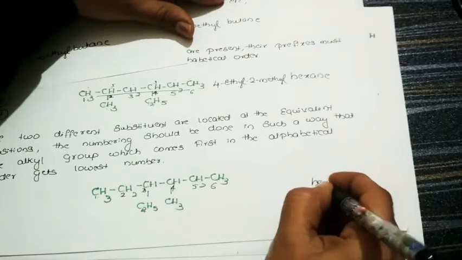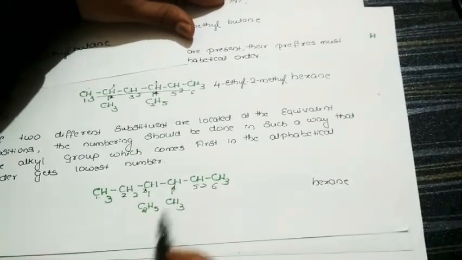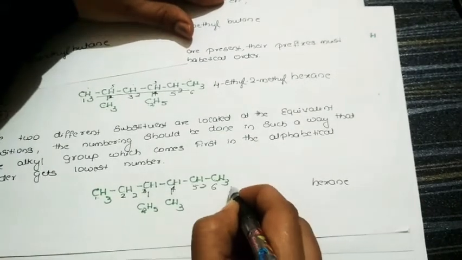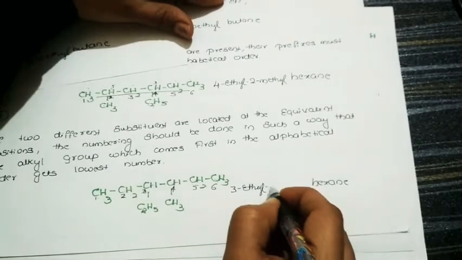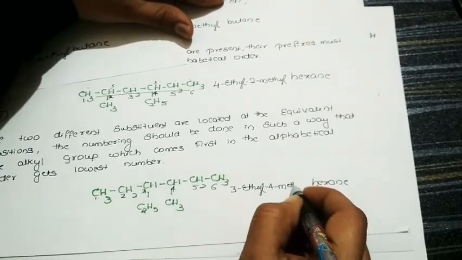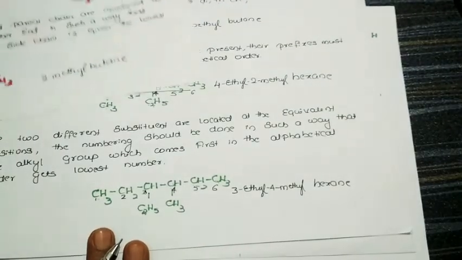So root word is hexane, since 6 carbons are there and single bond is there. Now 3-ethyl, alphabetically first, then 4-methyl, hexane. This is how you will name it, dear students.